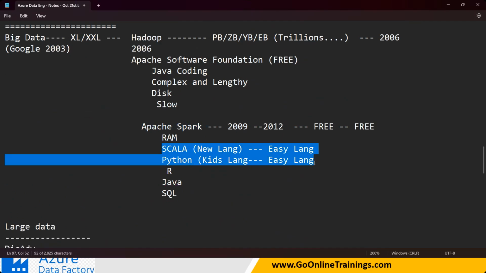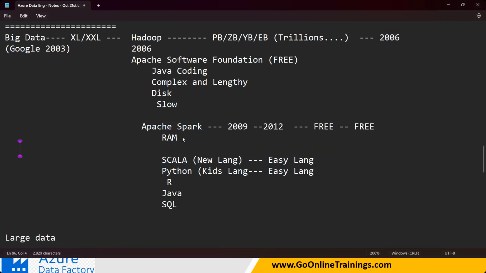Clear? When you have a large amount of data, earlier we used big data Hadoop, in 2005, 2006, people were using that. But today, in 2024, people have started using Apache Spark. Apache Spark is more popular. Why? Because it stores the data in the RAM, and because of that it is 100 times faster.